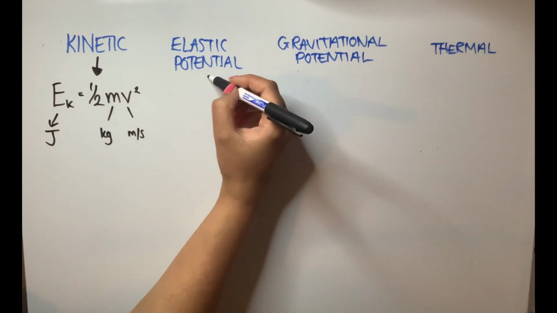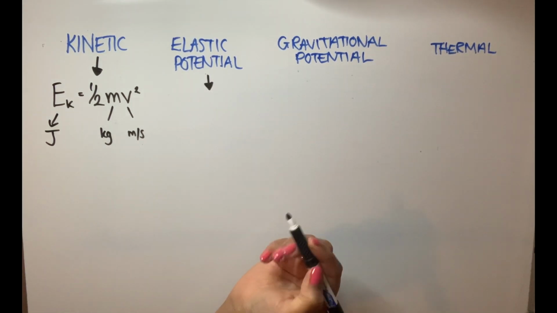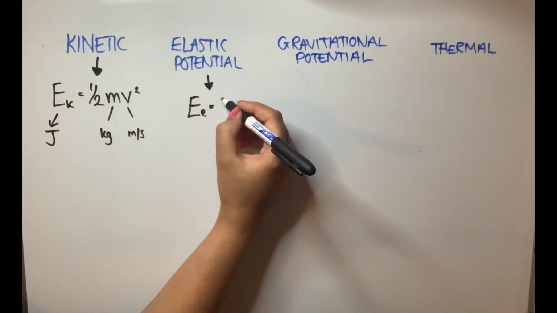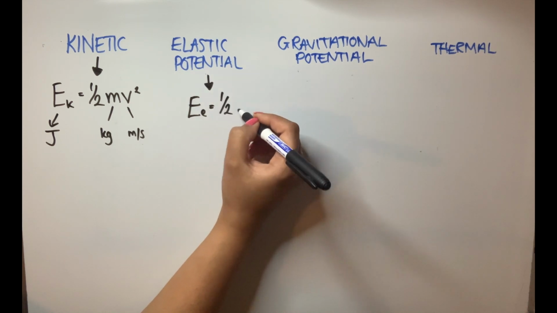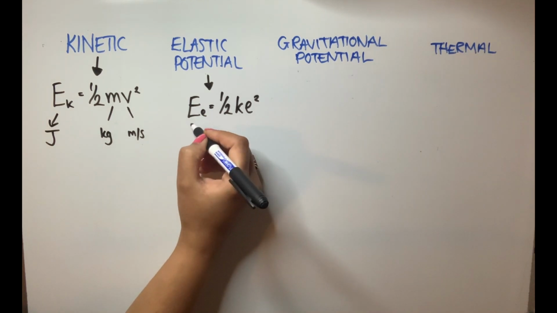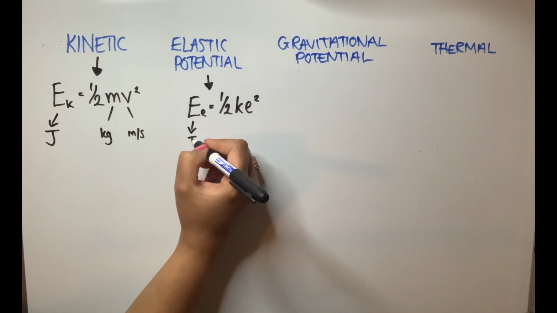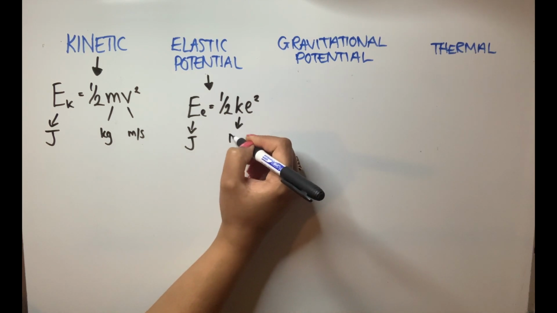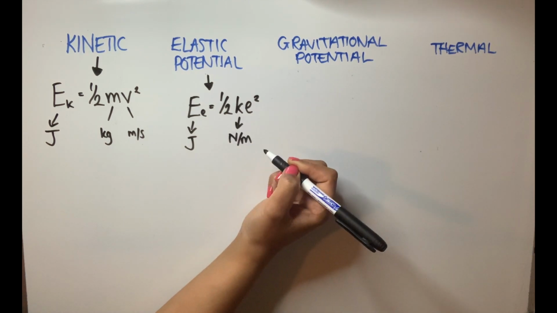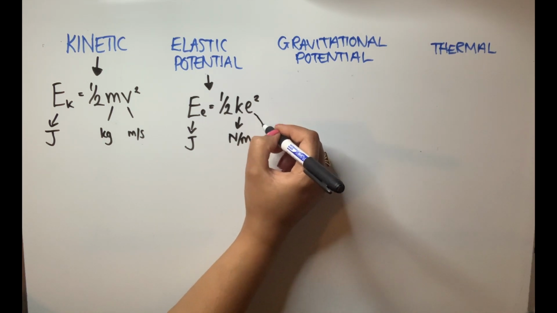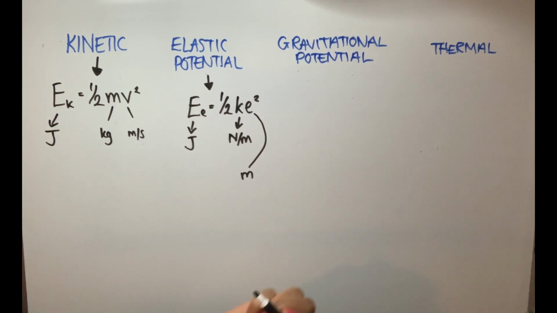The second equation that we have to know is for elastic potential energy, and here the elastic potential energy is very similar to kinetic energy, it is 1/2 ke squared. Again, energy is measured in joules. We have the spring constant, which would be measured in newtons per meter, and then we have the extension, which is a distance and is measured in meters.